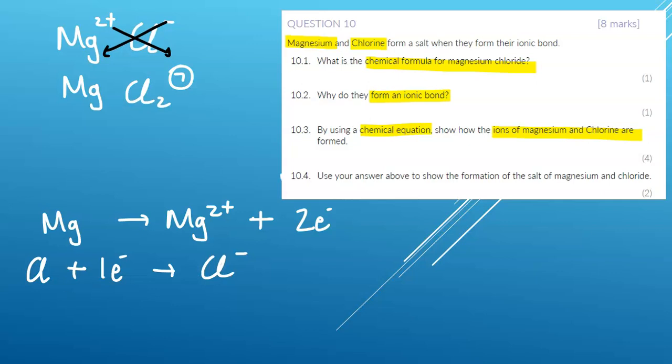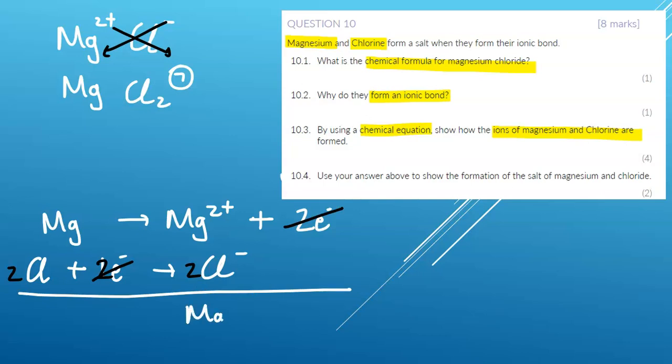Now, at 10.4, they ask us to show the formation of the salt. Now, we want the electrons to cancel. So we have 2 electrons on the right-hand side of the arrow and only 1 electron on the left-hand side. So what I'm going to do is multiply right through with a 2. And when I do that, my electrons can cancel. And then I just write everything that's left on the right-hand side. So it's magnesium 2+ plus 2 Cl-. And when I put that together, I get MgCl2.